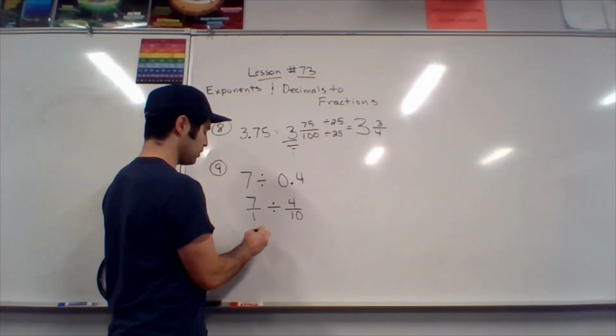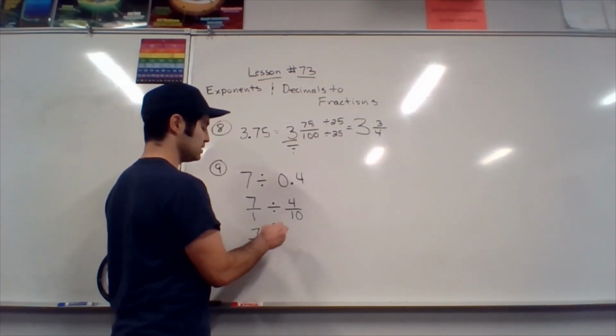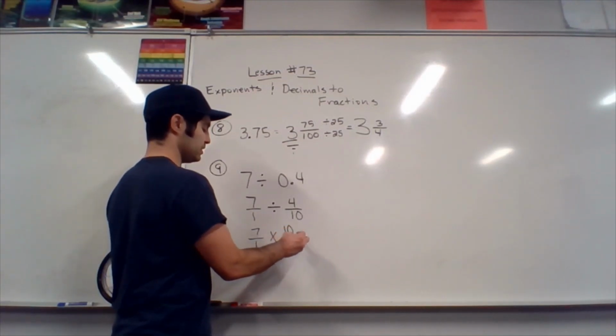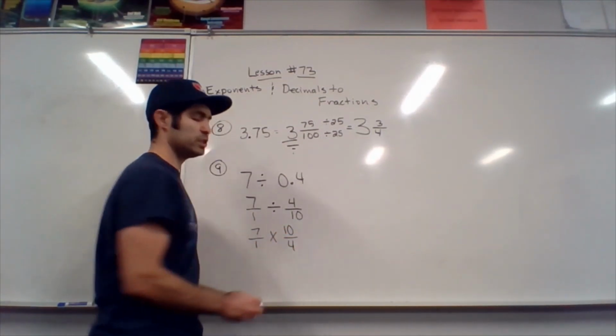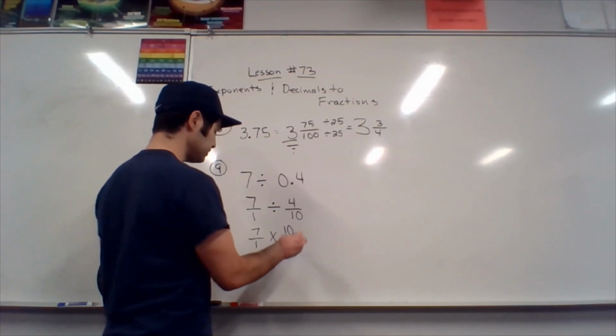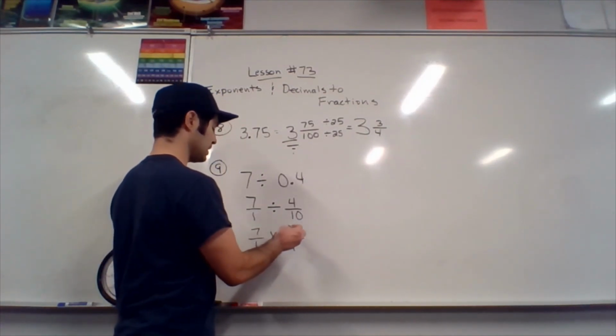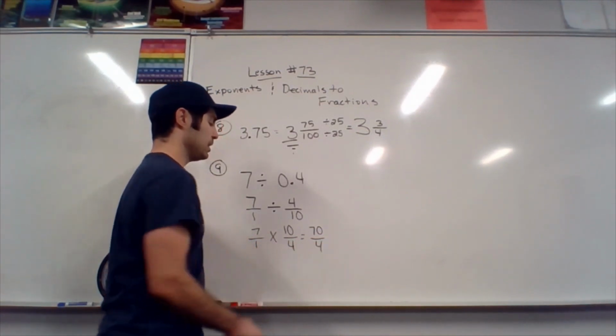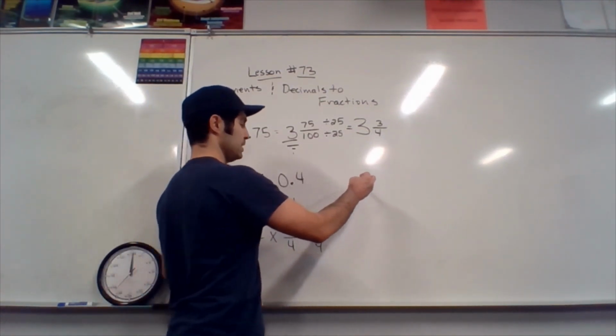Keep this 7 over 1. Change this to multiplication and flip this over, which is multiplied by the reciprocal. So I multiply straight across. 7 times 10 is 70. 1 times 4 is 4. Now I'm going to do top divided by bottom.